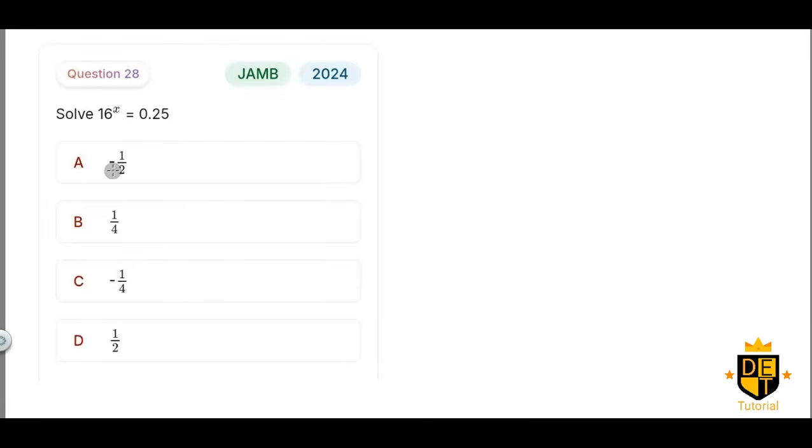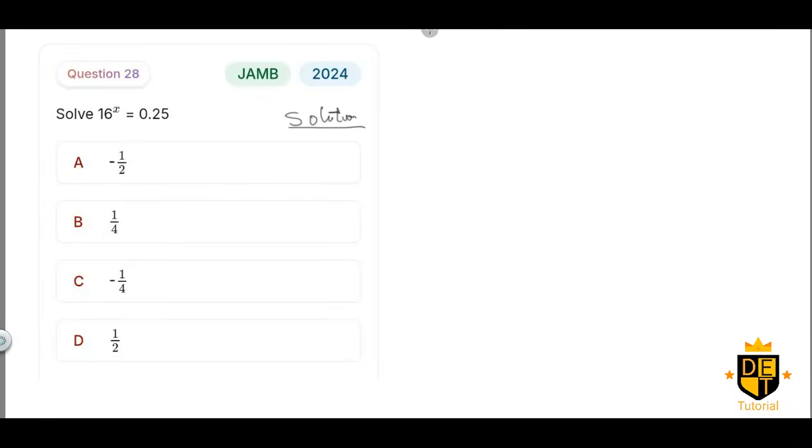We are given option A to be minus 1 over 2, option B is 1 over 4, option C is minus 1 over 4, and option D is 1 over 2. Again, the question is solve 16 raised to the power of x equal to 0.25. So let's put a solution here.